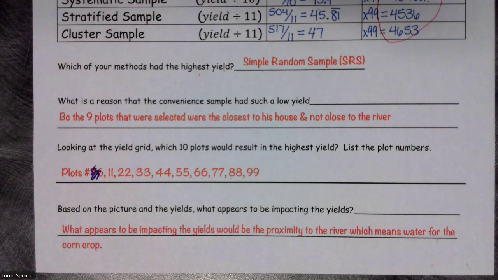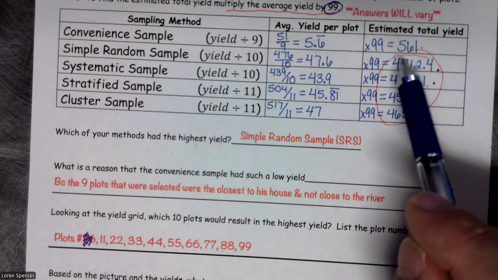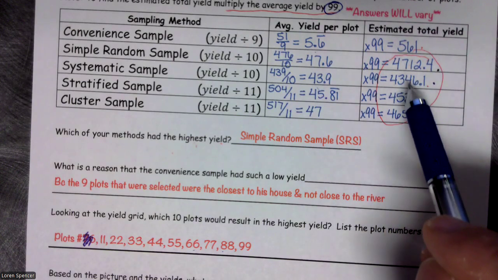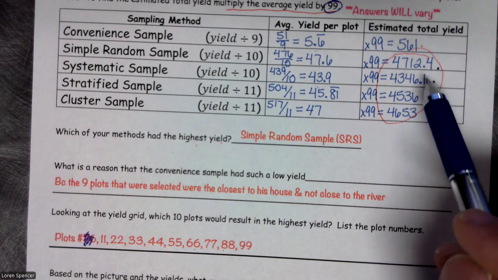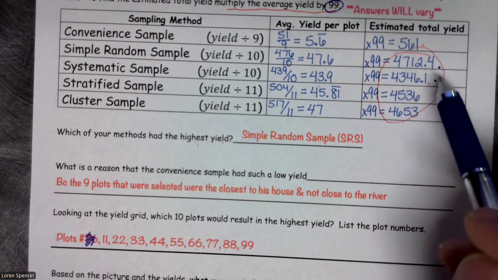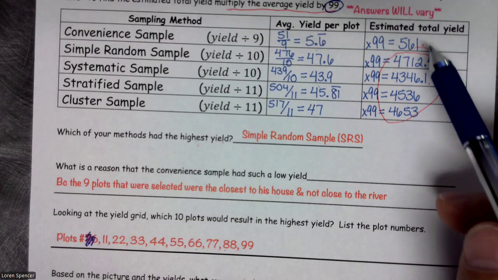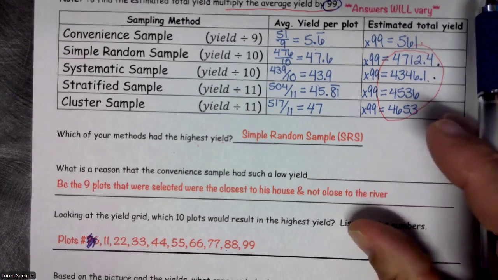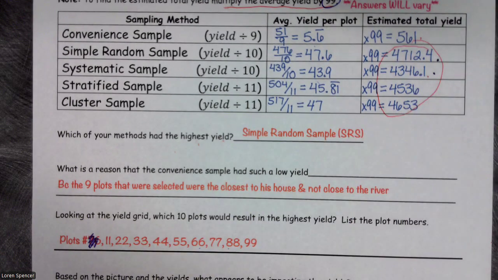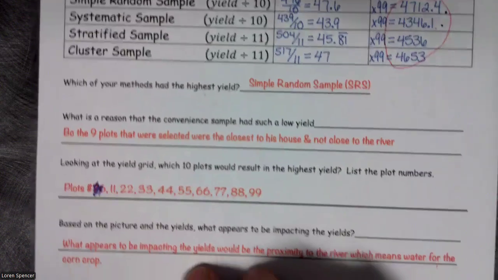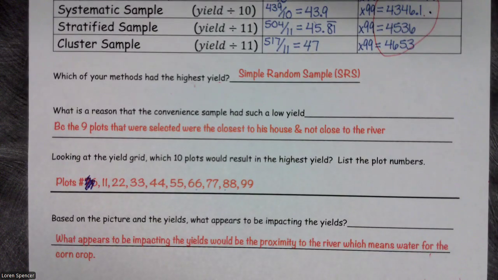So basically what we learned from this is convenient samples may be a bad choice. All the rest weren't that far apart. The simple random sample for this one was a little high. The systematic was a little bit low, but you can see that they were pretty close. We're differing by a few hundred, where here we're differing by over 4,000. I hope this helps with the understanding of how to conduct samples and what the different types are.